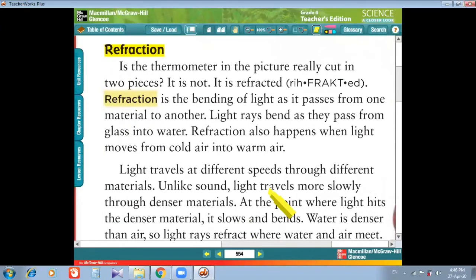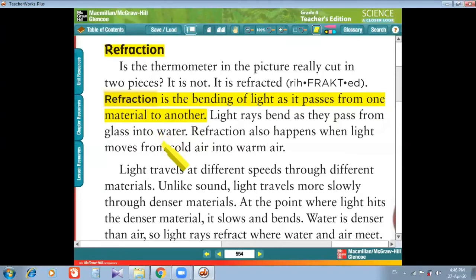Is the thermometer in the picture really cut into two pieces? No, it is not. It is refracted. What is refraction? Refraction is the bending of light as it passes from one medium to another, from one material to another. When the light moves from one medium to another medium, it is refracted. It is bending.